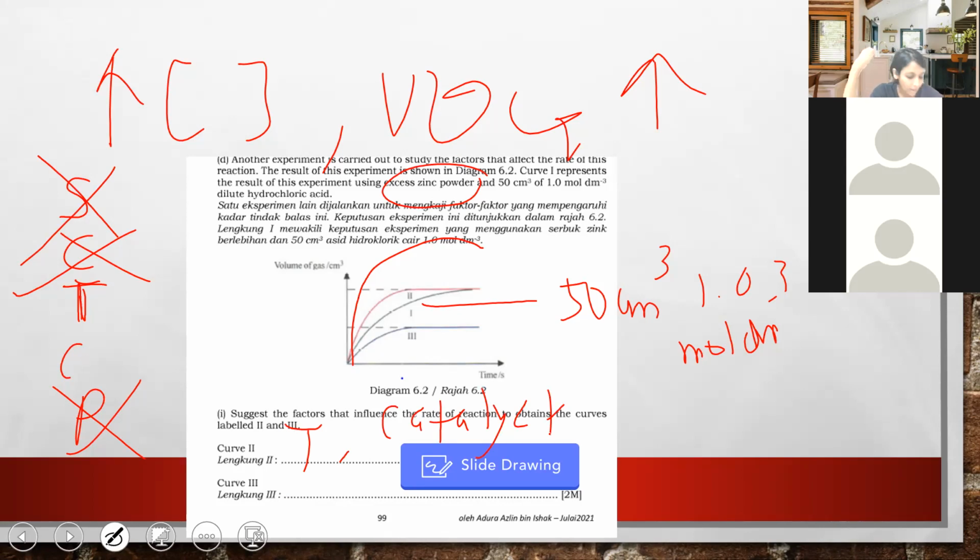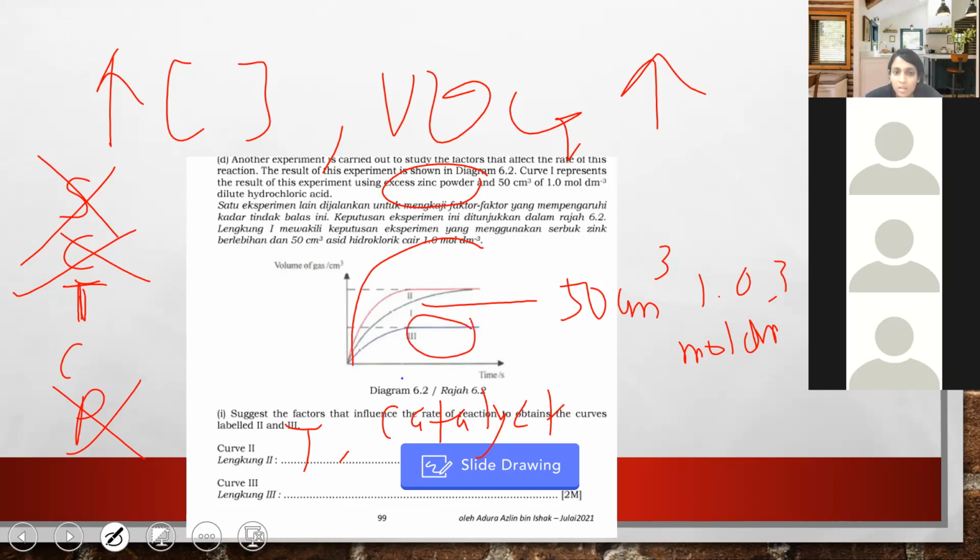Okay, good. Now, curve 3. I gave you a hint already. If the volume of gas doesn't meet, I only change one thing. What is it? Concentration. Correct. So for curve 3, what do you think? My concentration is lower or higher? Lower. Okay, lower concentration. Very good. And that's your answer. Do you understand how to answer this question now?